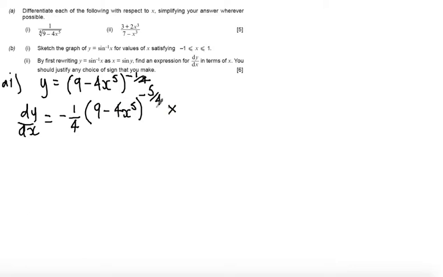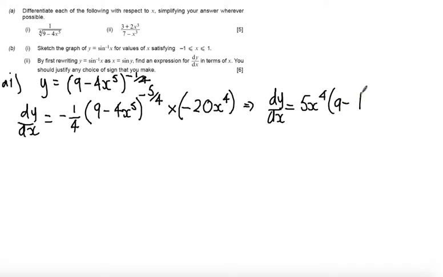So for the derivative of the inside function, 9 is a constant, so it just differentiates to 0. But then minus 4x to the power of 5 differentiates to minus 20x to the power of 4. Simplifying this expression, dy by dx, negative times a negative gives us a positive. 20 divided by 4 gives me 5. So I get 5x to the power of 4 multiplied by 9 minus 4x to the power of 5, all to the power of minus 5 over 4.